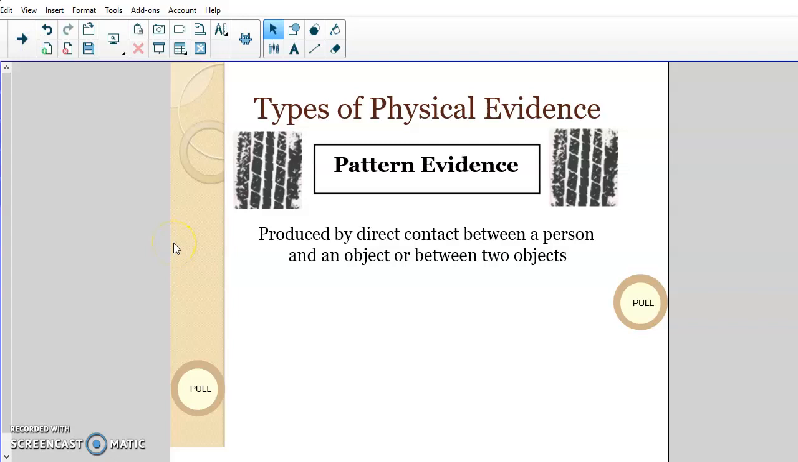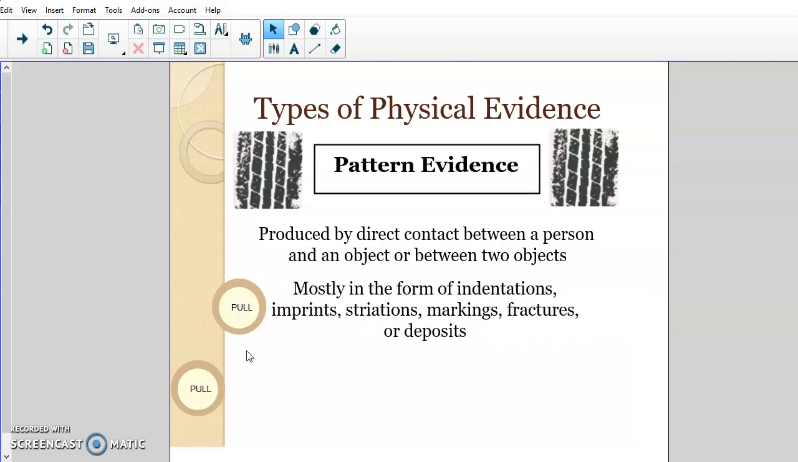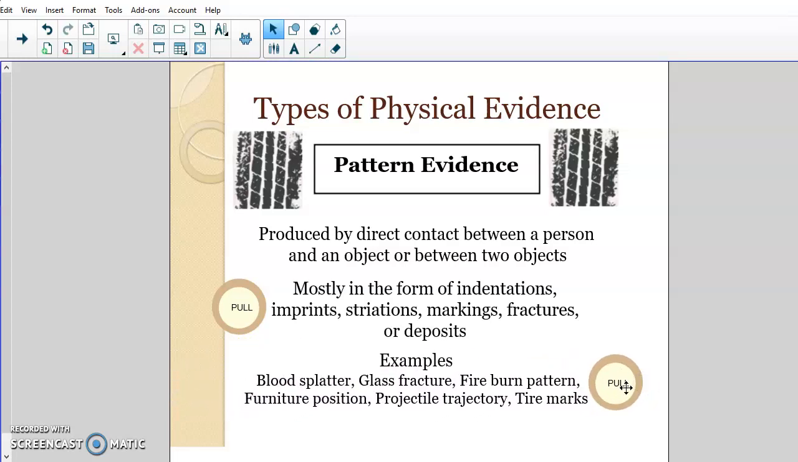The second type of physical evidence is pattern evidence. Pattern evidence is produced by direct contact between a person and an object or between 2 objects. That's the definition of pattern evidence. Most of it's in the form of indentations, imprints, striations, markings, fractures. So this is going to be like tire tracks on a road, blood spatter, right? That's between a person and an object.